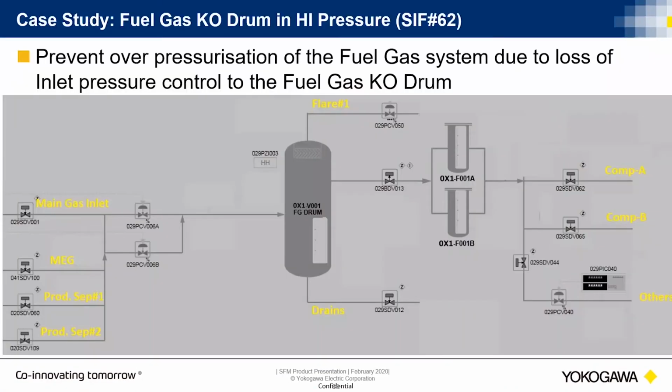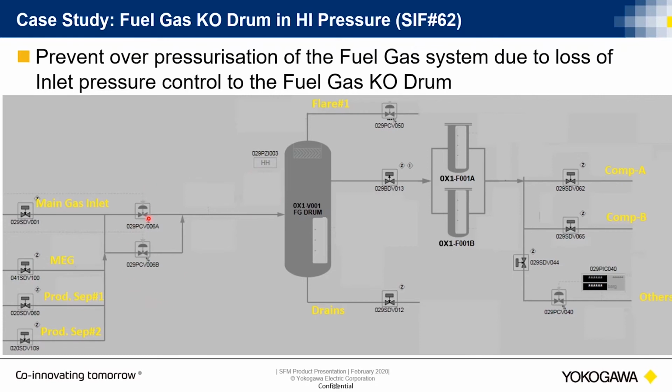Okay, demo. All right, I've got a case study for you. There is a fuel gas knockout drum, and my SIF reference for it is SIF number 62. If you're interested to know why, I can show you, but you're probably not. But what happens in the knockout drum is that it should be protected against the high pressure in case the inlet pressure controllers fail.